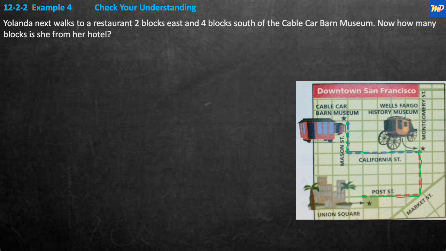Okay, well, assuming that you've taken care of that and you've tried it, so what is it? We're going to look at it. Well, she now says that she's up here at the Cable Car Barn Museum, which is right here. Okay, and she walks 2 blocks east, which is 1, 2 to the right. Maybe I'll change colors on that one now. So now she walks 2 blocks to the right, because that's positive, and 4 blocks south, which is negative, right? 1, 2, 3, 4. So now she's down here. This restaurant is right here on California Street, I guess. So now it says, how many blocks is she from the hotel?